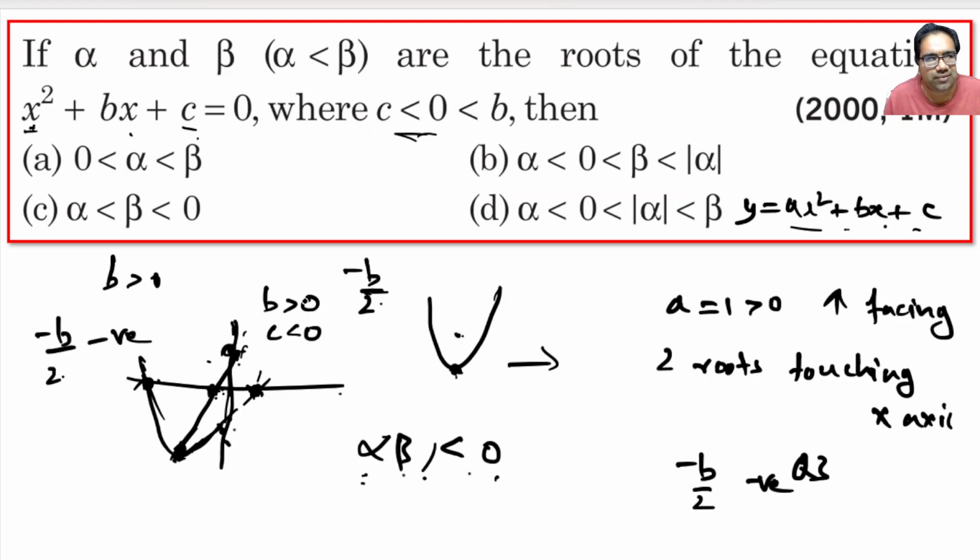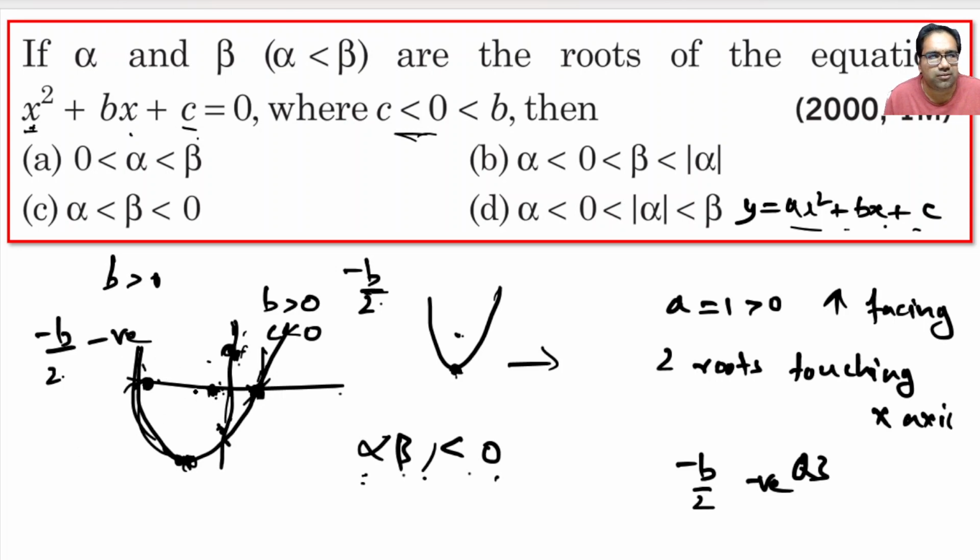In this case, we have already decided that the vertex is in Q3, somewhere here, and then c is negative. What that means is the other root is positive. So now we have derived this. The graph is somewhere like this. This is the vertex, and this is one root, and this is another root.